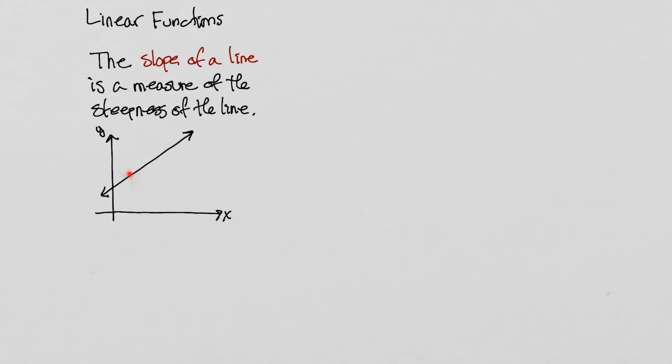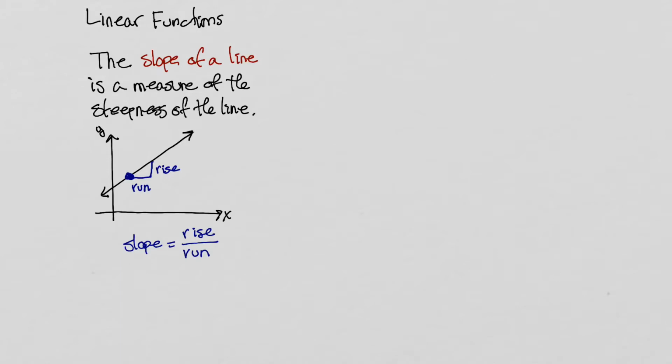If we put ourselves at any point on this line, say we just place ourselves right here, I'll just pick any point. Now, if we were to move horizontally, say this distance right here, to get back on the line, we would have to go up this distance here. Now this vertical distance is called the rise, and this horizontal distance is called the run. And the slope, we're going to define to equal the rise over the run.